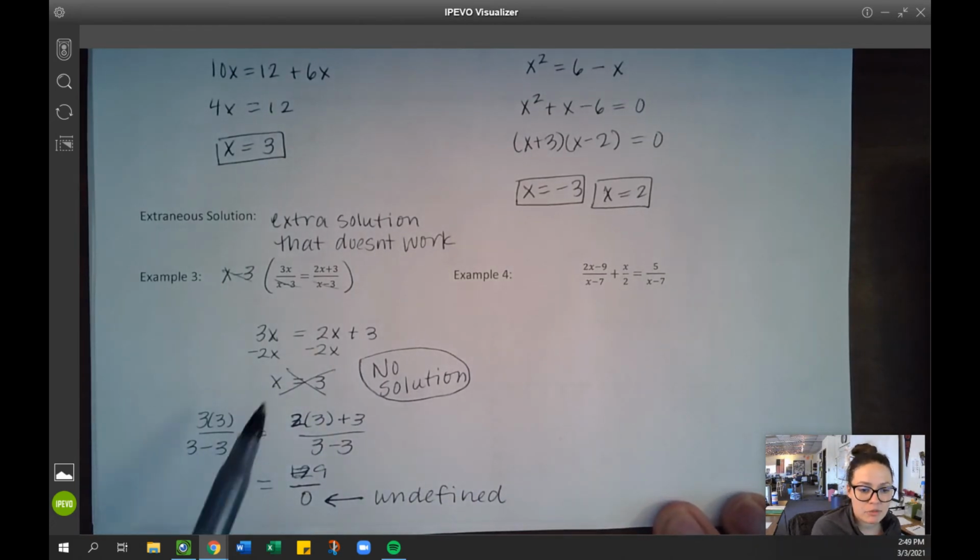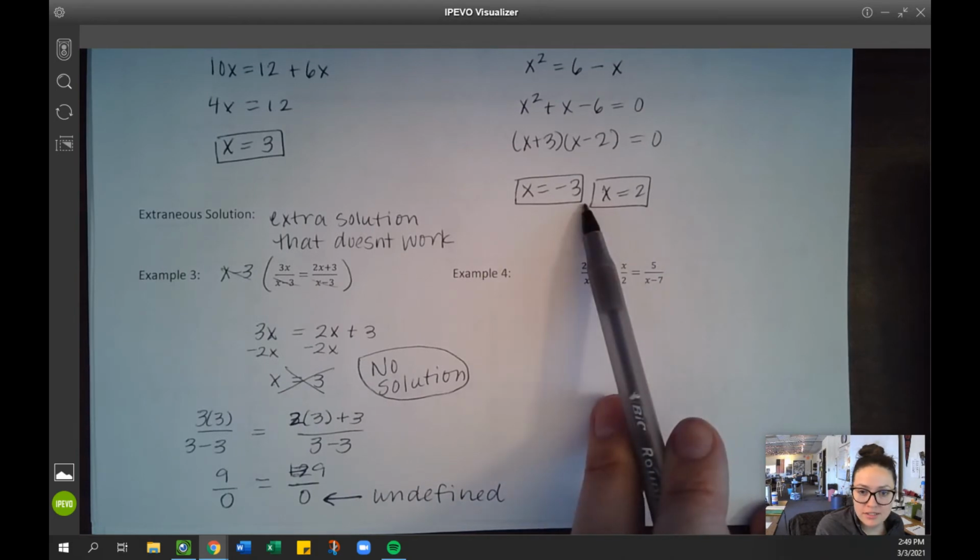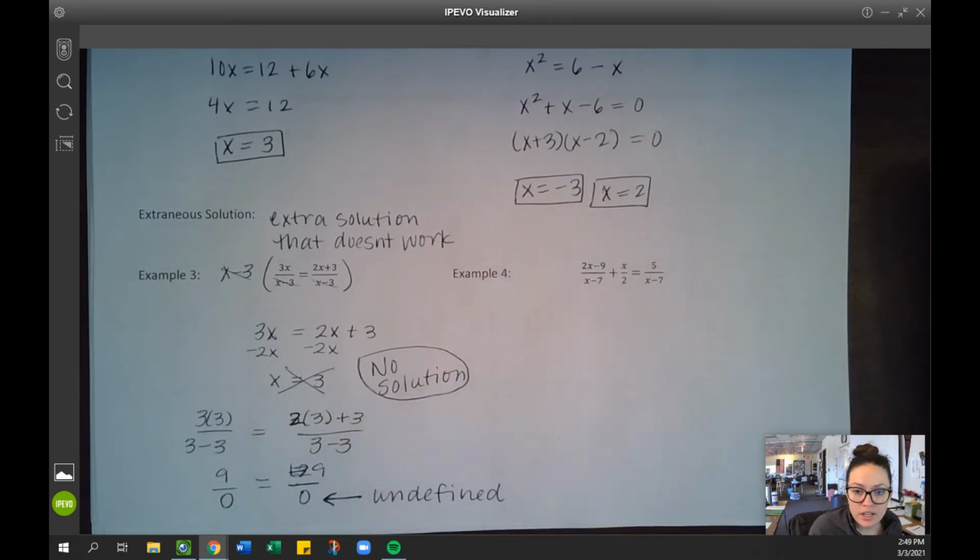So sometimes you might find one solution and it works. Sometimes you might find one solution and it doesn't work. Sometimes you might find 2 solutions and they both work, or you might have 2 solutions and one of them doesn't work. Lots of possibilities here, but the key is that you have to go back and check and see if your solutions work. Okay.